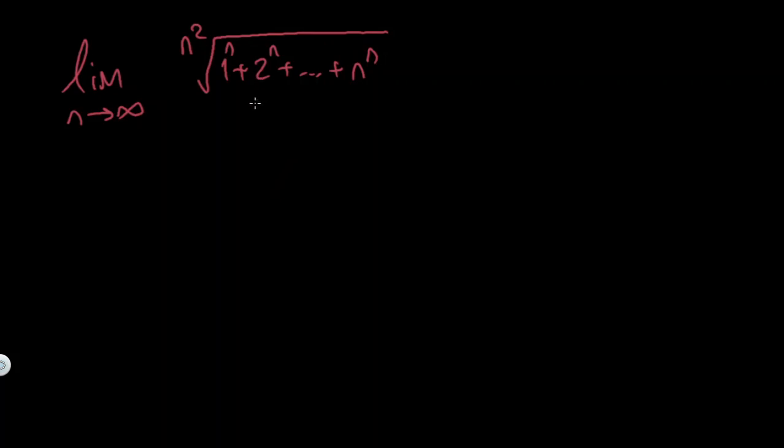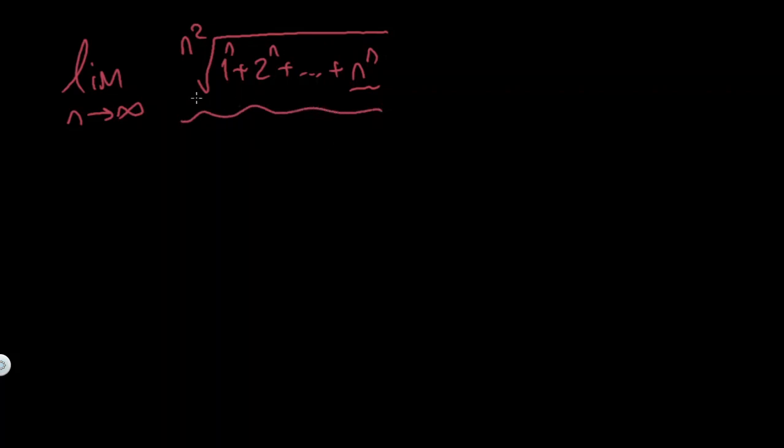So let's make an observation. I'm adding powers of n, and the most dominant term is n to the n, it's the biggest term. If I throw out all of the other terms, the n-th root gives n to the 1 over n, and it would converge to 1. So I can guess that my answer is going to be 1. But we need to show it.